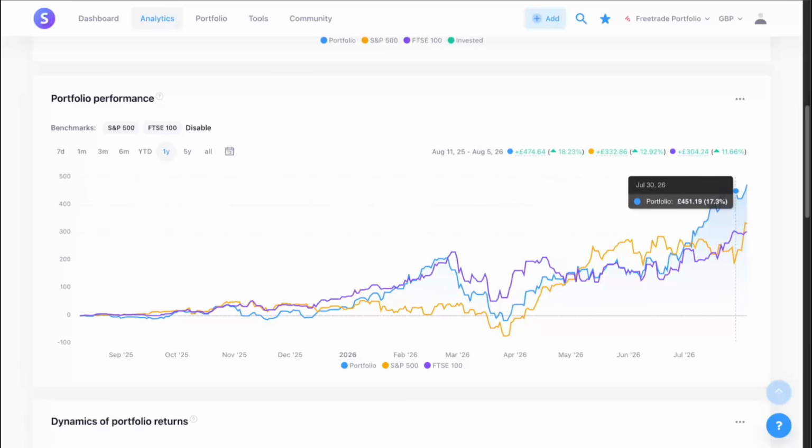And when we zoom out and look at since we did first start the portfolio, it's even better. We can see that my portfolio has returned over 18% over this time period, whereas the S&P 500's returned just under 13% and the FTSE 100's returned just over 11.5%. So we're quite far ahead so far into the journey, so hopefully this momentum can keep building and we can continue to outperform these two indexes.